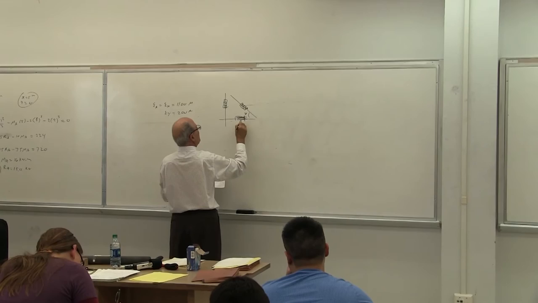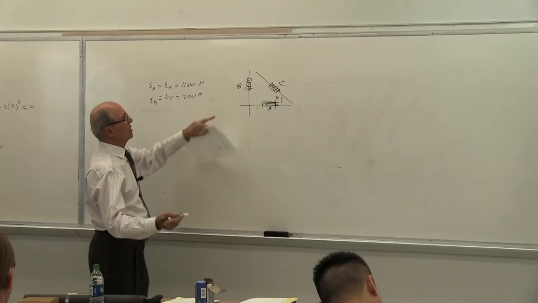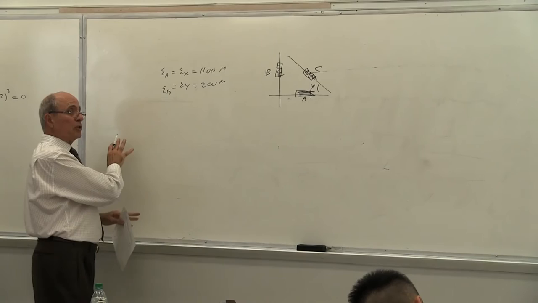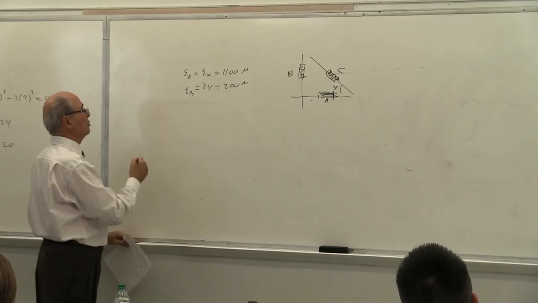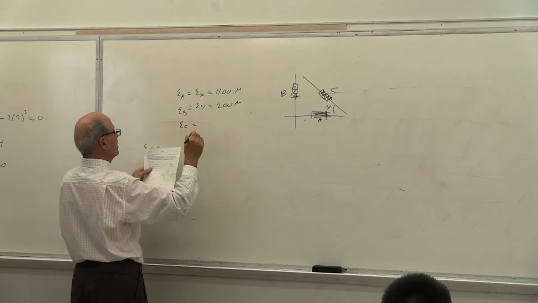So this is A, and this is B, apparently. This is epsilon B, and this is the C gauge. Is that correct or not? So of course I use that for X, and as I said earlier, I use that one for gamma. But I cannot use the equation of the 45-degree rosette because this is not a 45-degree. I have to use the general equation. So epsilon C was given equal to 200 micro. Correct?